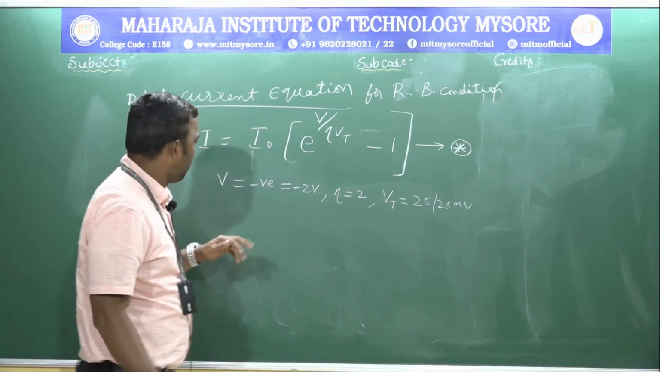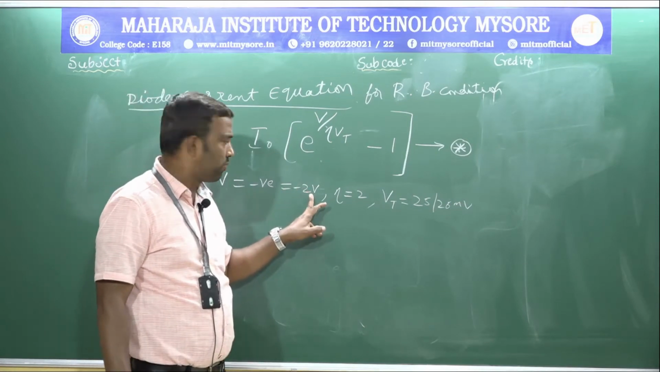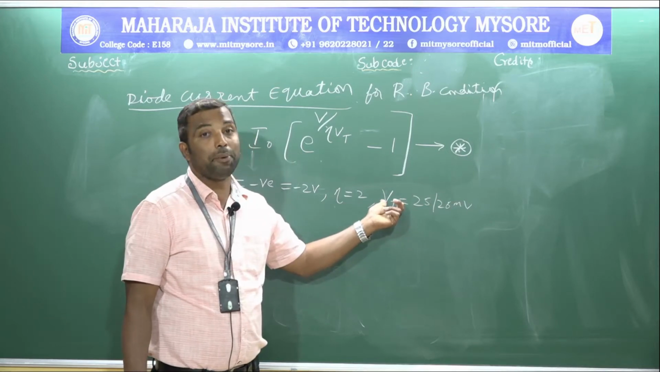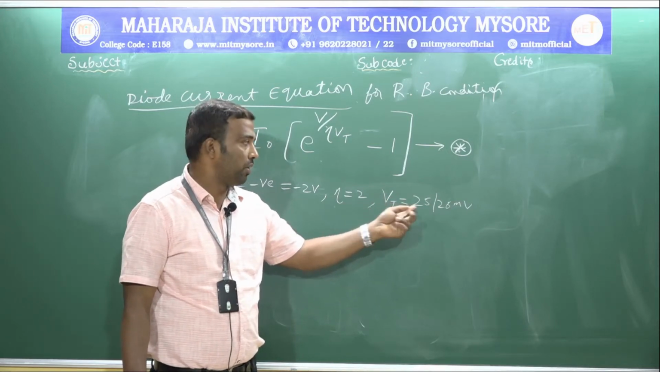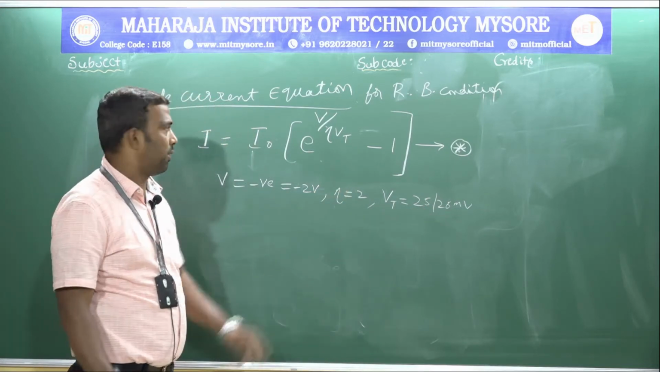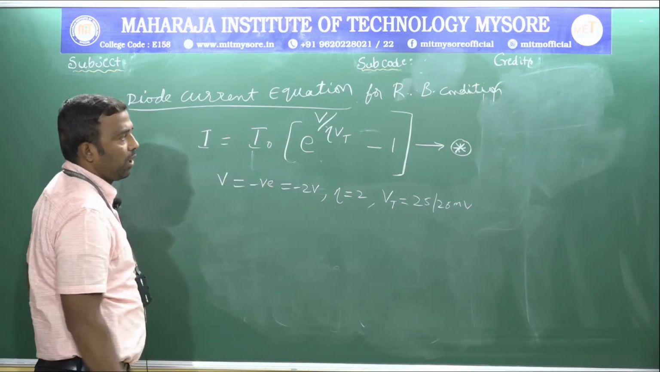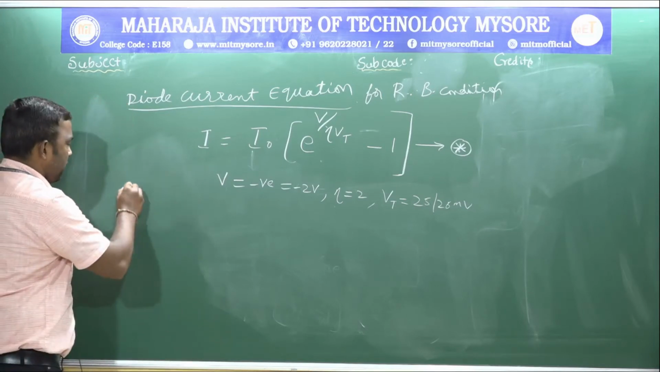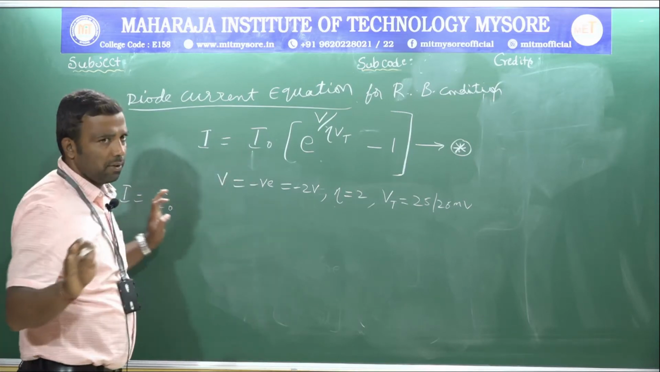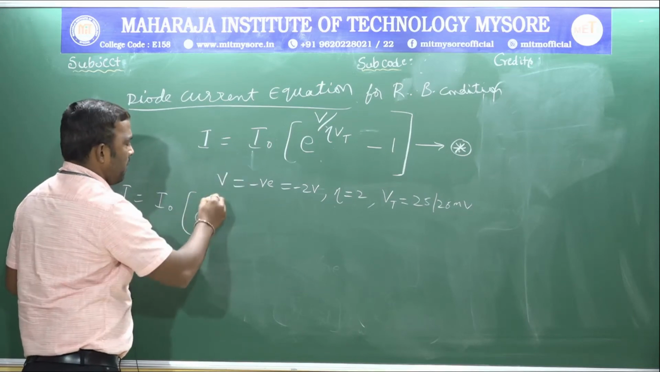In the reverse bias condition, the voltage V is negative. I am considering it as minus 2 volts, and eta is a constant for silicon, which is 2. The volt equivalent temperature VT is 25 or 26 millivolts for silicon diodes, and it is constant. Substituting these values into the standard diode current equation, I can write I equals I naught into e power V, where I naught is the reverse saturation current.